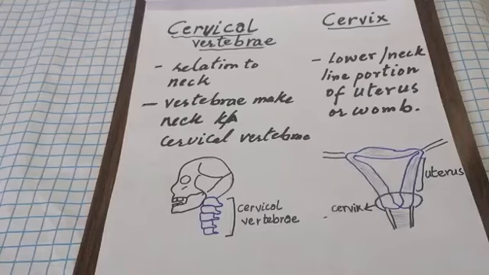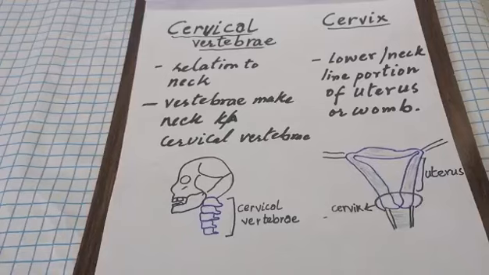So the vertebrae that make our neck are known as cervical vertebrae. I am calling them vertebrae because vertebrae is a plural word. We cannot call it vertebras. The vertebrae that make our neck are termed cervical vertebrae.